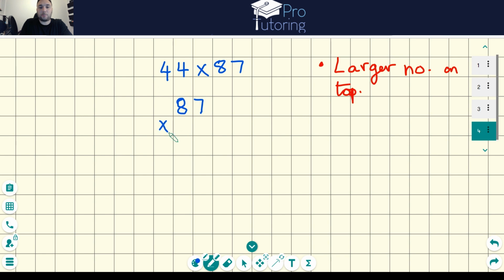And then we're going to put multiplied by 44. Okay, everything's all lined up, which is another one of our tips, but I'm going to leave it off because it's been in the other ones. Right. Now, how do we do this calculation?